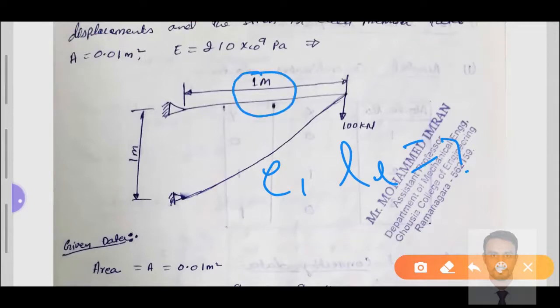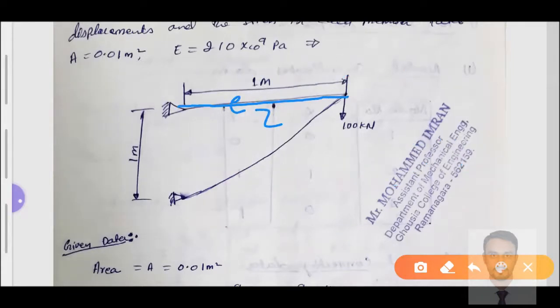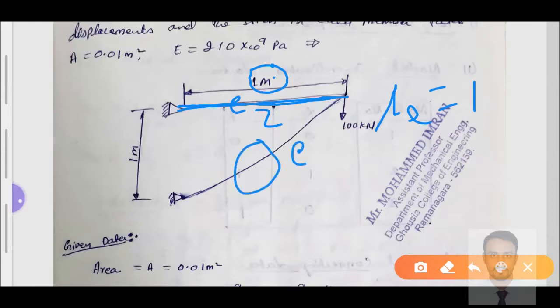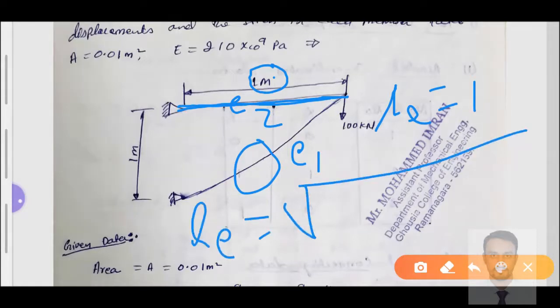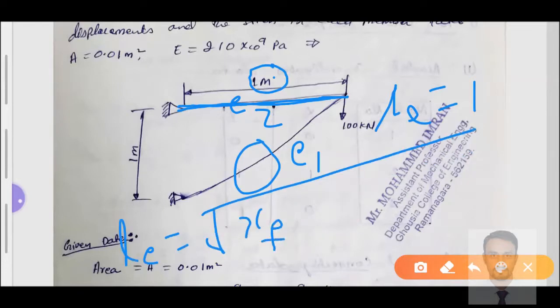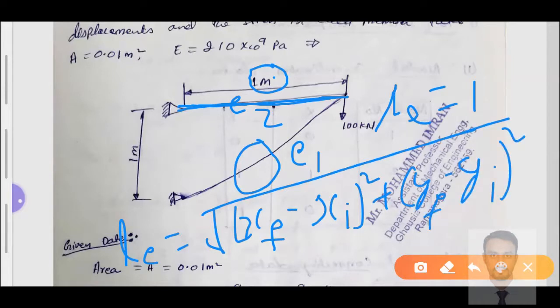For element number 2, L_E for element number 2, that is L2, is parallel to this dimension. That means the length of this element is equal to 1 meter. L_E is equal to 1, no need to find. Only for the other element we need to find the length by using the distance equation. L_E is equal to the square root of (x final minus x initial) whole squared plus (y final minus y initial) whole squared. By using this equation we can easily get the elemental length.